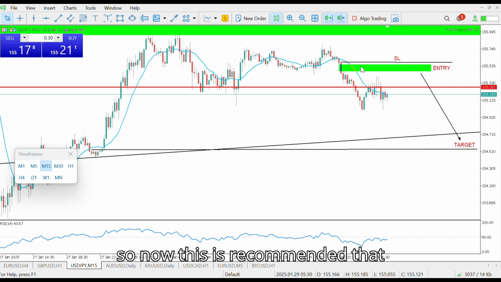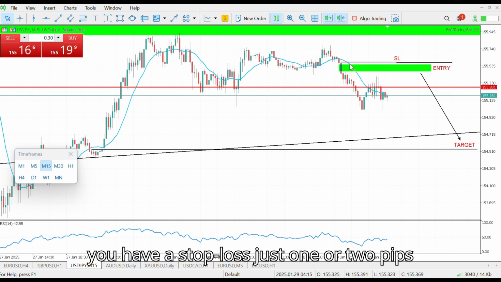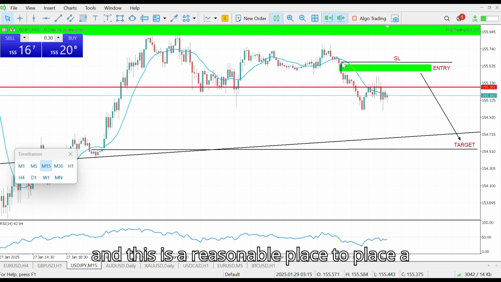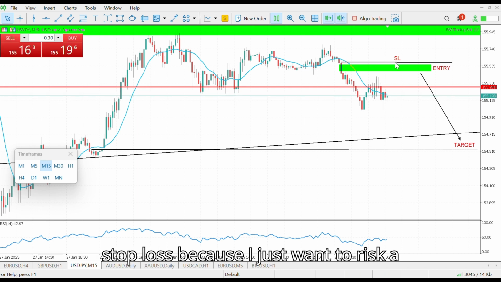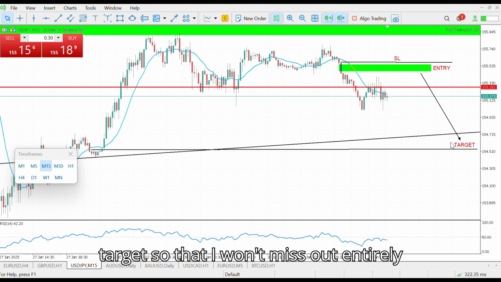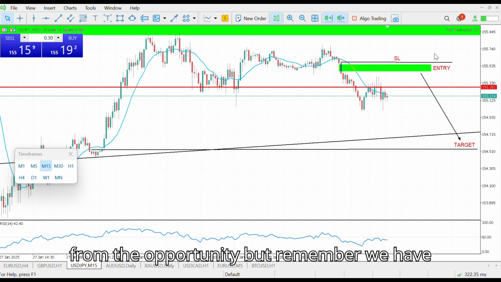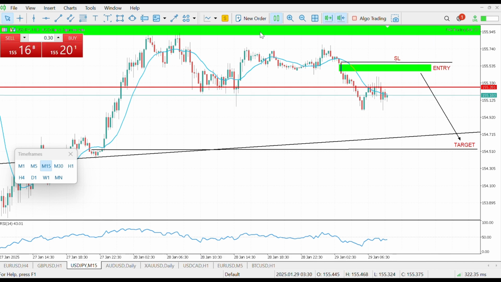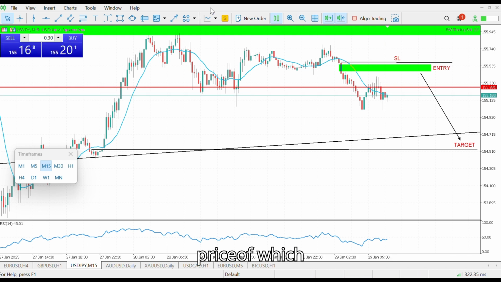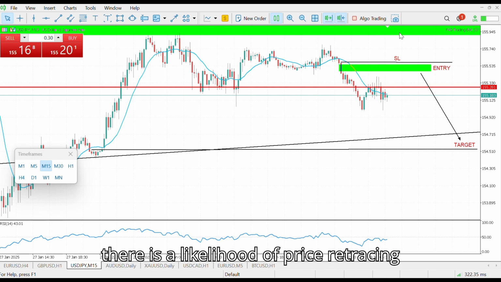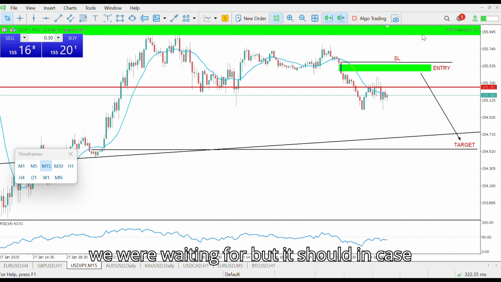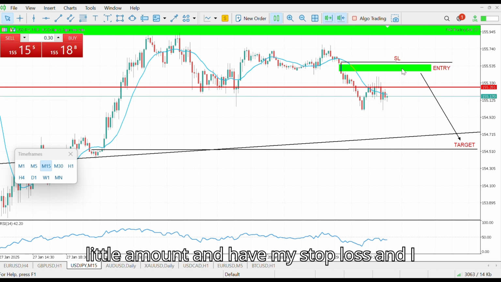Now it is recommended that you have a stop loss just 1 or 2 pips outside the fair value gap, and this is a reasonable place for our stop loss because I just want to risk a little amount of money so that I can place a trade here and have my target, so that I won't miss out entirely from the opportunity. But remember, we have our optimal entry around this point, and there is a likelihood of price retracing into this particular point. This is what we are waiting for. But in case it didn't happen, I just want to risk a little amount and have my stop loss.